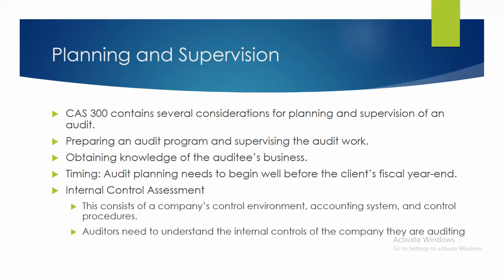So looking at what type of controls they have put in place to detect or prevent misstatements happening in the financial statements. So the auditor needs to gain an understanding of what type of controls are put there by the company to make sure that their financial statements are free of errors. So the auditors need to understand the internal controls of the company. So what are the measures that they've put in place? Because that's going to affect how much of a risk there is that there's going to be misstatements in the financial statements.